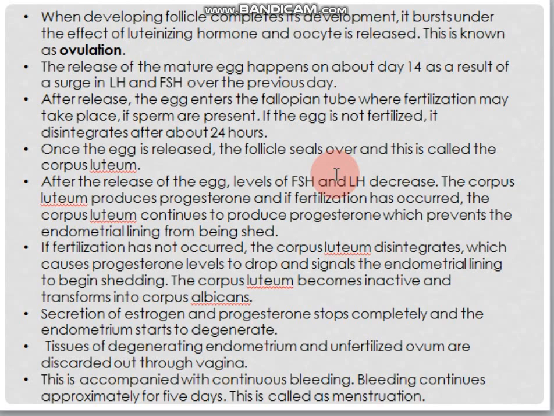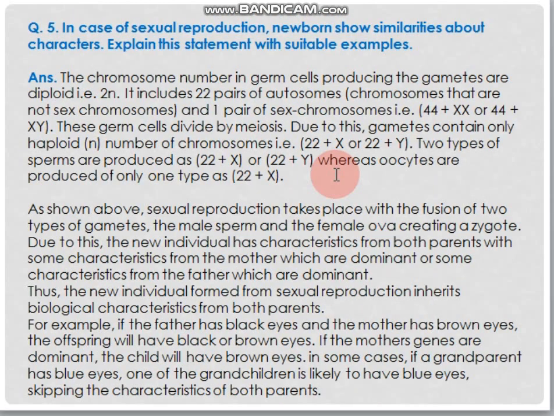That's the reason I am writing these questions and answers for you, so that your statements are correct, grammatically correct. Now, in case of sexual reproduction, newborn shows similarities about characters. Explain this statement. We have seen that the male has X and Y chromosomes, the lady has X and X chromosomes. So, the male is responsible for the sex of the child.